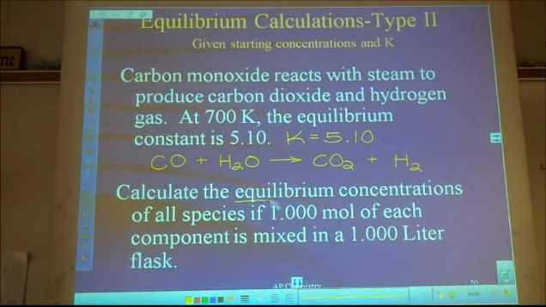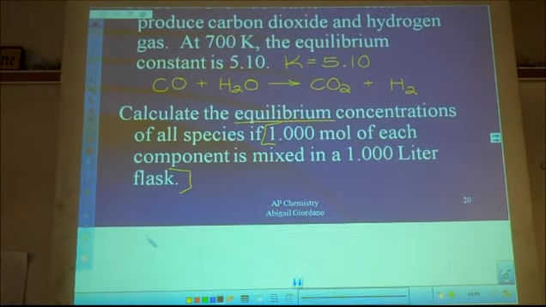Calculate the equilibrium concentrations of all species. Species just means all parts of the reaction. If 1 mole of each component is mixed in a 1 liter flask. Now, what I'm drawing brackets around, what are those conditions? Someone said it, say it. Initial. These are my initial conditions. I'm also being asked something about equilibrium. Does this problem require an ICE table? Yes, it does.